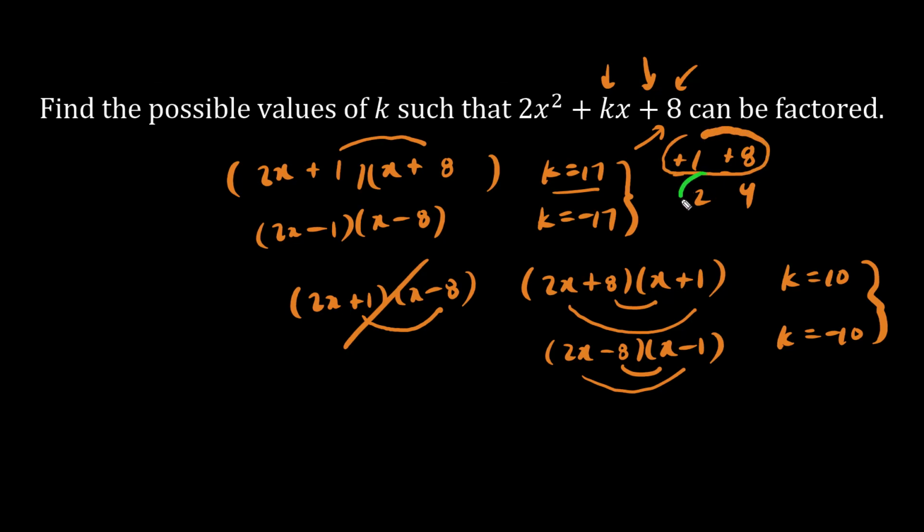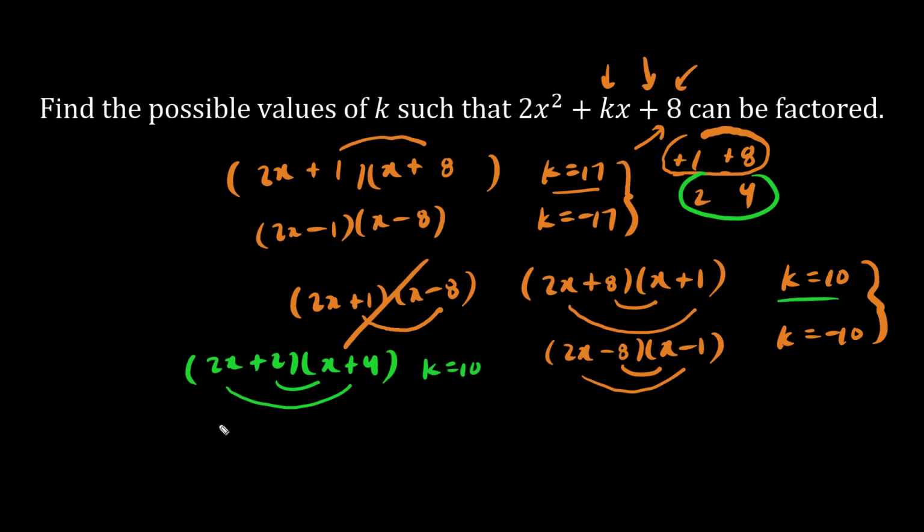Now let's focus on 2 and 4. We have 2x plus 2, and we have x plus 4. So outside we have 8x plus 2x, we get 10x, so k equals 10, which is a repetition of this answer here. And when we choose negative instead of plus, we get negative 8 minus 2, so we get negative 10x, where k is negative 10. Same answer. We're not going to repeat these answers.